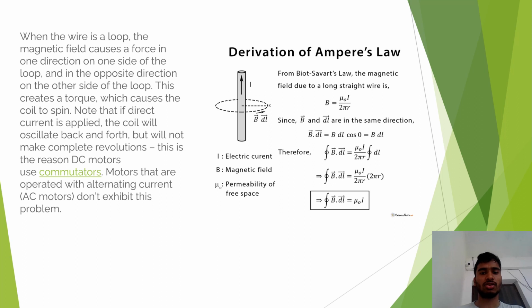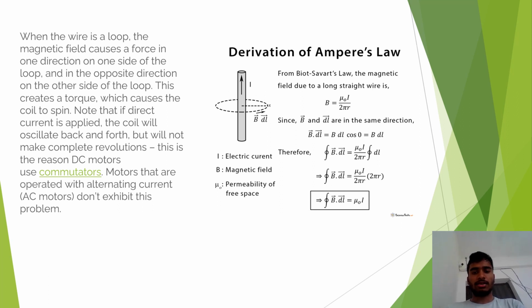Derivation of Ampere's law. This is the image that derives Ampere's circuital law. This is from Biot-Savart's law. The magnetic field due to a long straight wire is B = mu naught I / 2 pi r. Since B and dl are in the same direction, B dot dl = B dl cos 0 = B dl, where I is the electric current, B is the magnetic field, and mu naught is the permeability of free space.